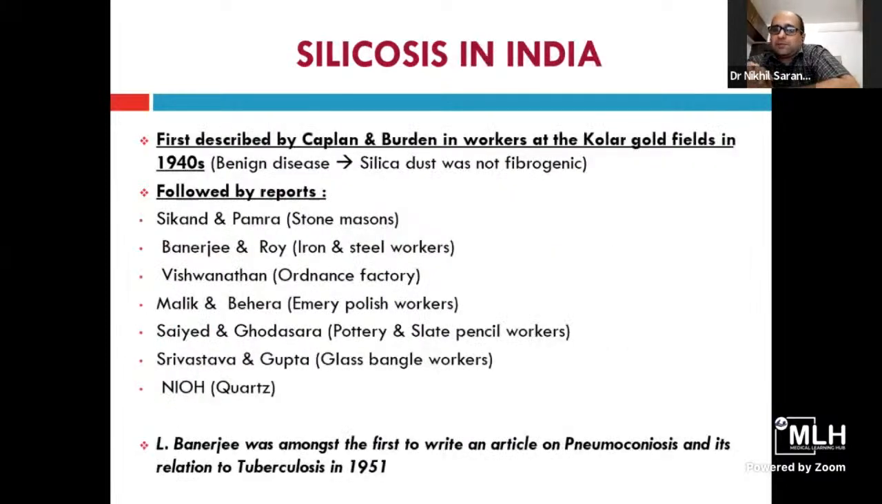Silicosis in India was first described by Kaplan and Burden in workers at the Kolar gold field in Mysore in the 1940s. At that time it was a benign disease, as the silica dust was not fibrogenic; there was just some airway obstruction. Then we had occasional case reports: Sikand and Mamra in stone patients, Banerjee and Roy in iron and steel workers, Vishwanathan in ordnance factories, Bera and Malik in emery polish workers. All these are industries associated with silicosis. Then Syed and Godasara in pottery and slate pencil workers, Srivasa and Gupta in glass bangle workers, and the National Institute of Occupational Health in the quartz industry. Dr. Banerjee was the first in India to write an article on pneumoconiosis and its relation to tuberculosis, in 1951. Next.